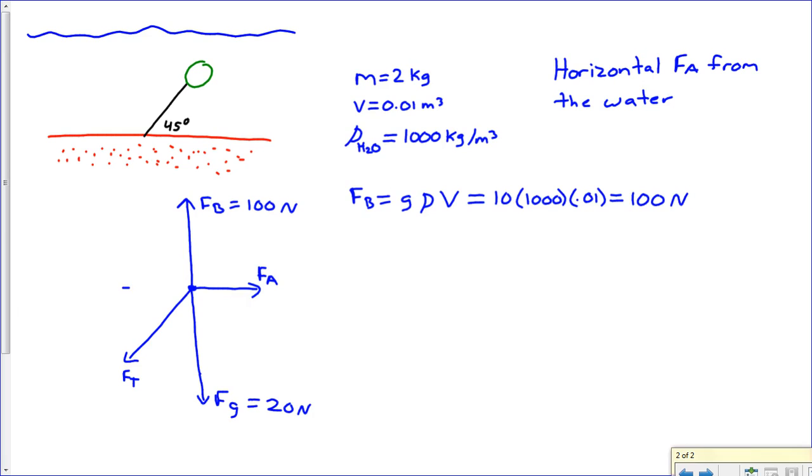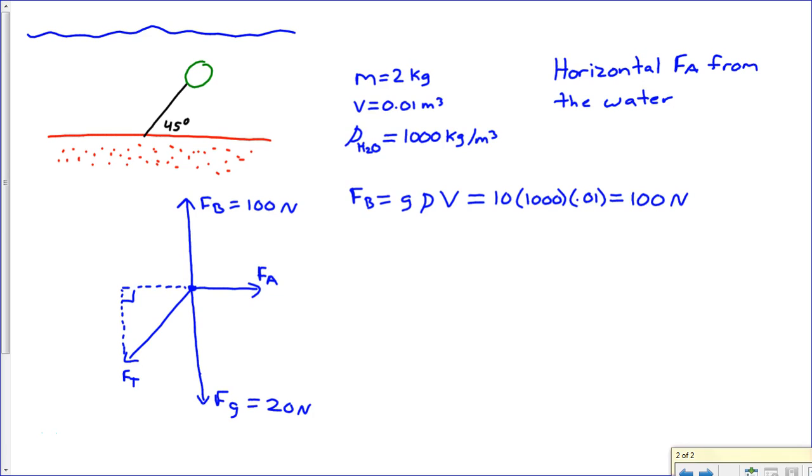If you look at this tension force, it's got a horizontal component, but it also has a vertical component. And so it's interacting along this vertical axis as well. That means we have to take it into consideration. We know the gravitational force is downward 20. The buoyant force is upward 100. This tension force has to balance everything out.